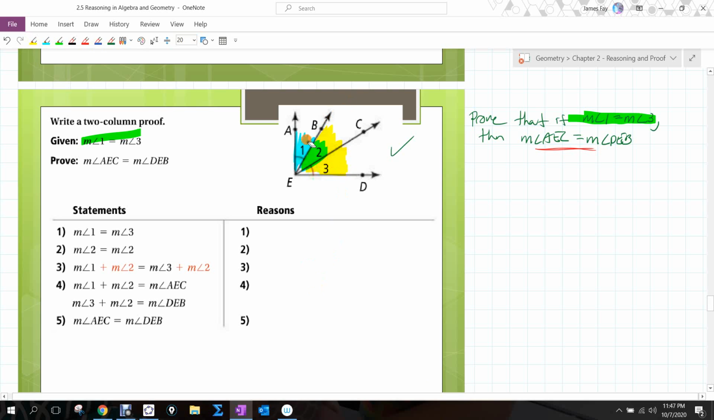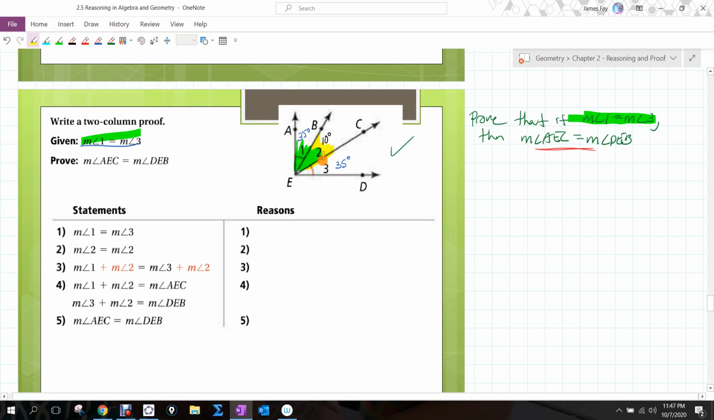And now here's my question. We're going to do this real quick with just some numerical values. If I said angle 3 was 35 degrees, the given says that angle 1 must be the same thing. Angle 1 is 35 degrees. Okay. Now AEC is that angle there. So angle addition says AEC is this 35 degrees plus angle 2. Let's say angle 2 is 10 degrees. So this yellow angle would be 45 degrees.